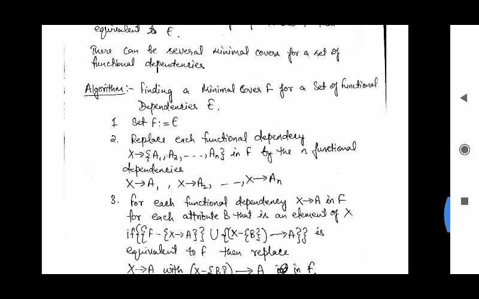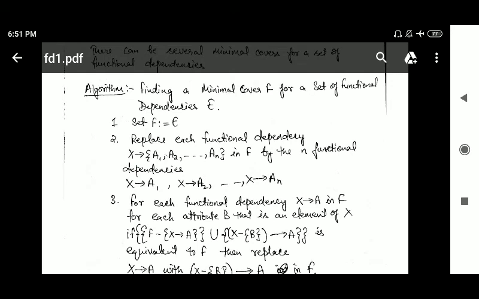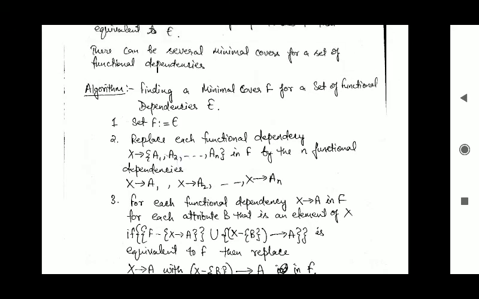Now the second step is, if there is a functional dependency like this, X implies A1, A2, A3, so on up to An in F, then this functional dependency will be replaced by n functional dependencies: X implies A1, X implies A2, X implies A3, so on up to X implies An. So what happens in this step? If there is a functional dependency in F which has more than one attribute on the right hand side, then that functional dependency will be replaced by other functional dependencies which have only a single attribute on their right hand side.